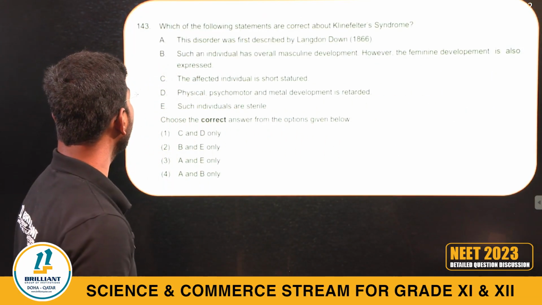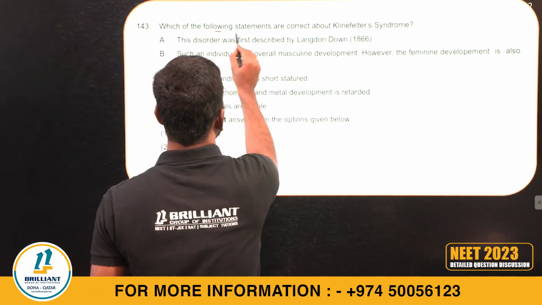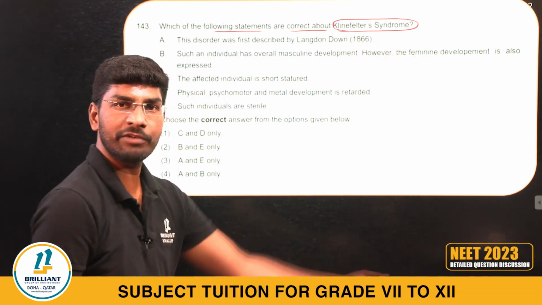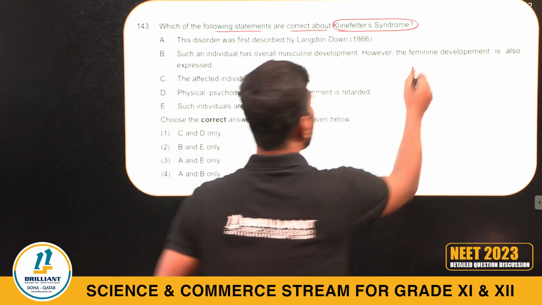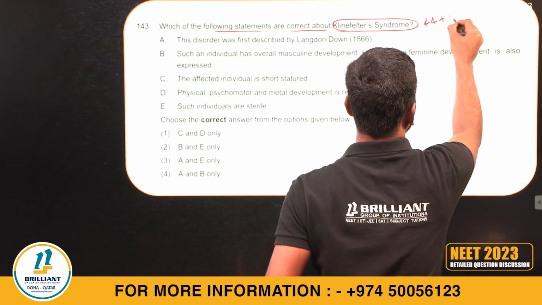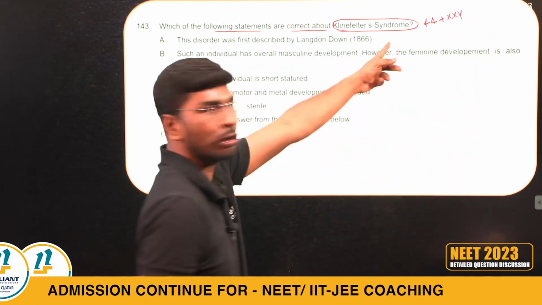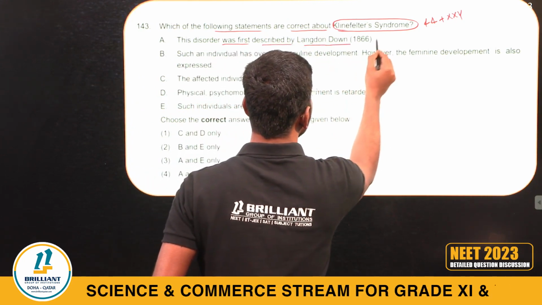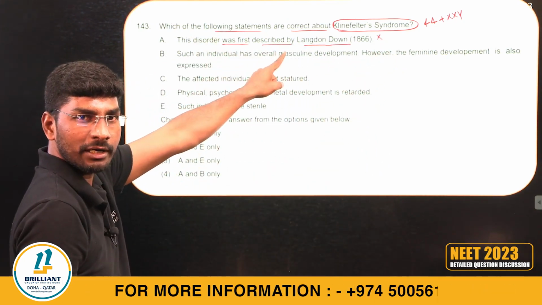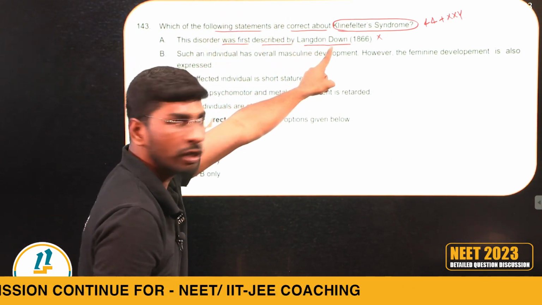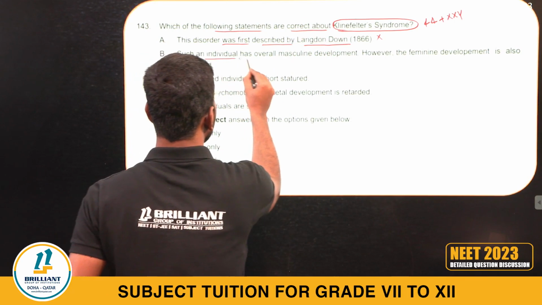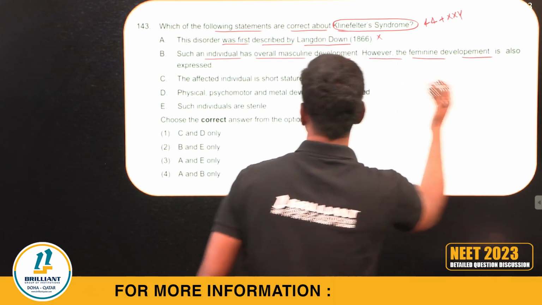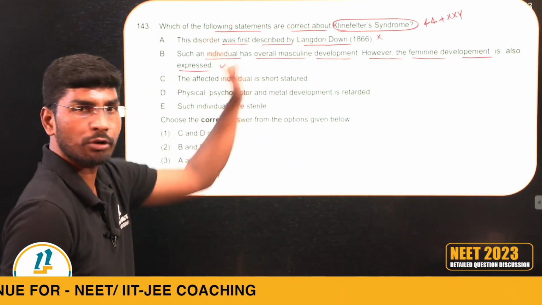143, statement based question again. There are the following statements. Which of the following statements are correct about Klinefelter syndrome? Principles of inheritance and variation. Can you tell me the karyotype? 44 plus XXY is Klinefelter syndrome, trisomy of allosome, right? Now, this disorder was first described by Down. No, it is called Down syndrome. Am I clear? Down syndrome was explained by Langdon Down, so that is not correct. Such an individual has overall masculine development. However, feminine development is also expressed, absolutely correct, due to the extra X chromosome.